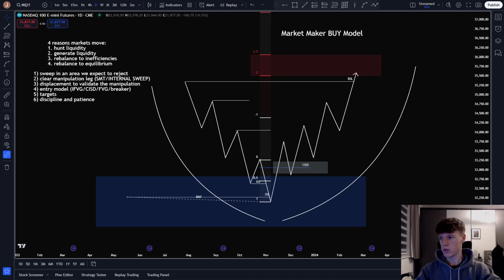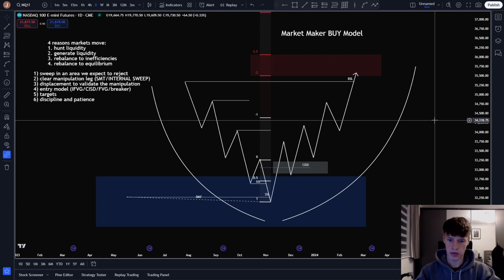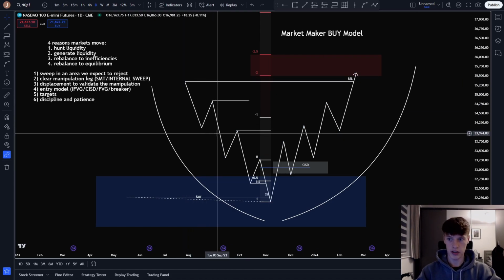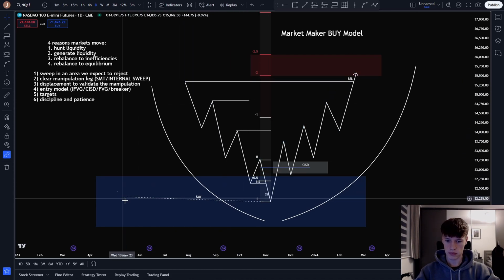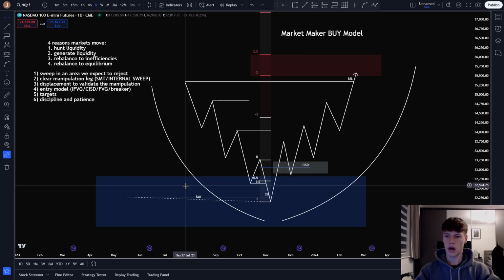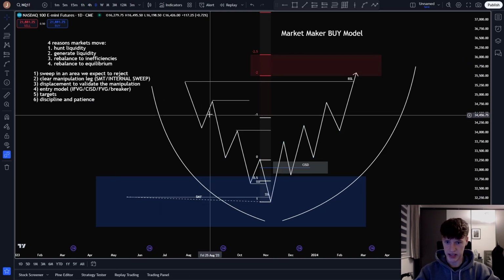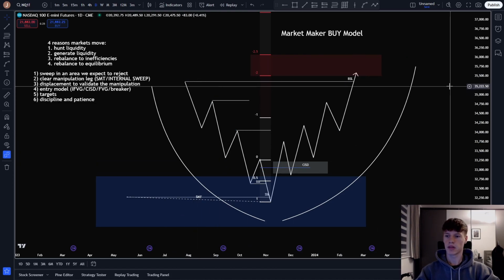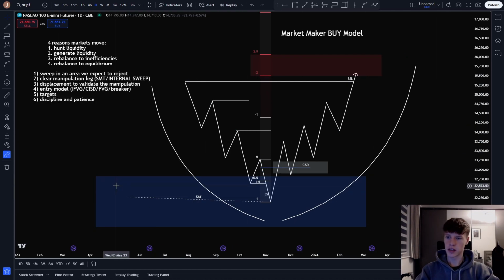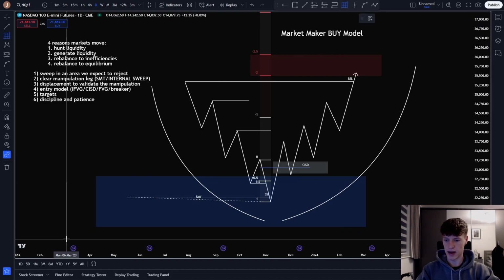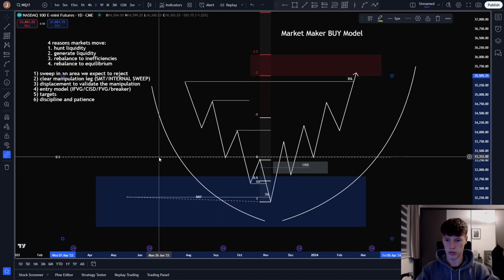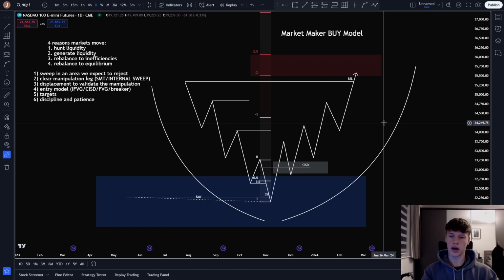So what does that mean really? Well, as you can see here, imagine this line is price. Price will move to hunt liquidity. You've got this sell side level down here. Price will move to generate liquidity. You can see we're generating buy side liquidity here. It will look to rebalance to inefficiencies, and it will also look to potentially rebalance to equilibrium if equilibrium was like down here. Now, the 4 reasons why markets move, we need to understand those in order to get a full understanding of the market maker buy and sell model. Now, let's get right into the buy model itself.